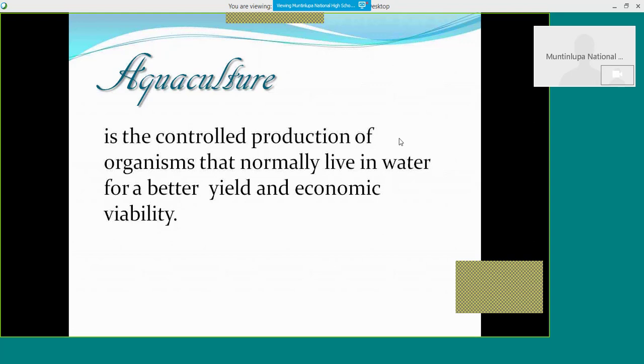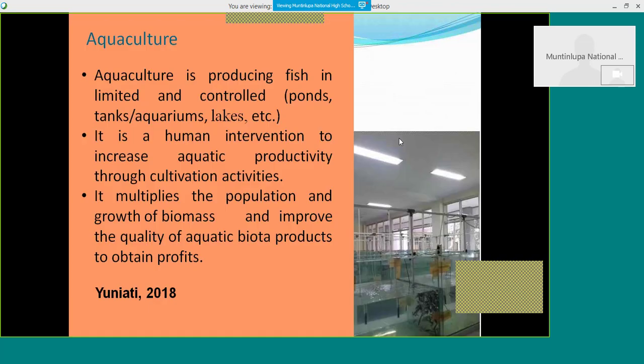What is aquaculture? Aquaculture is the controlled production of organisms that normally live in water for a better yield and economic viability. It is producing fish in limited and controlled environments such as ponds, tanks, aquariums, lakes, etc. It is a human intervention to increase aquatic productivity through cultivation activities. According to UNIATI 2018, it also multiplies the population and growth of biomass and improves the quality of aquatic biota products to obtain profits.